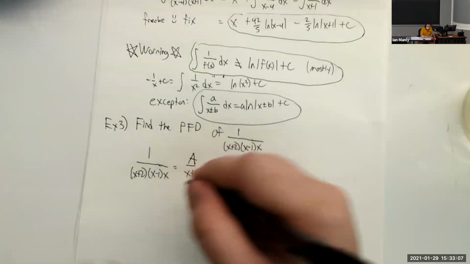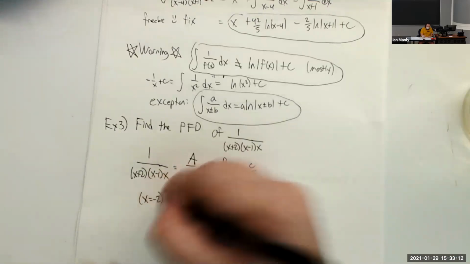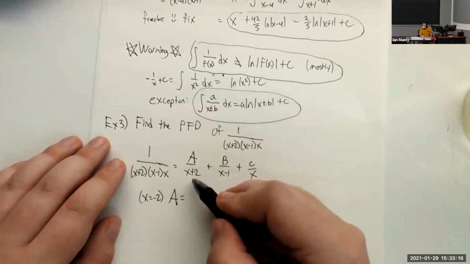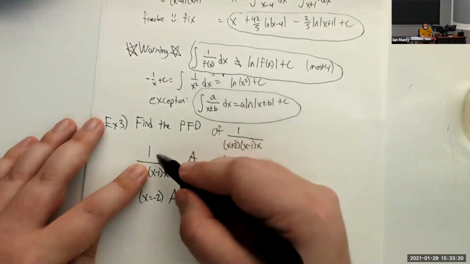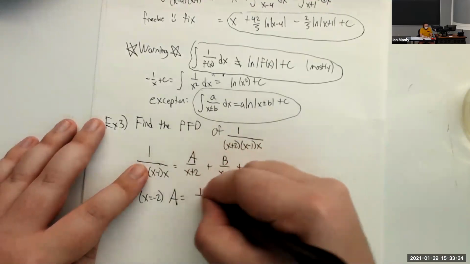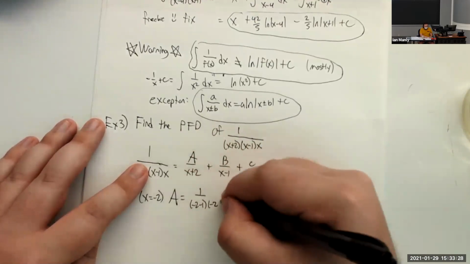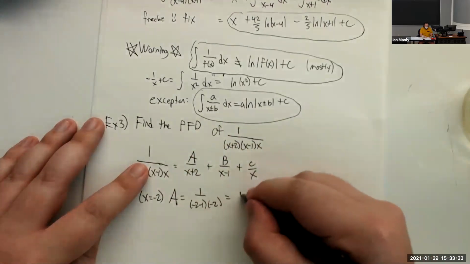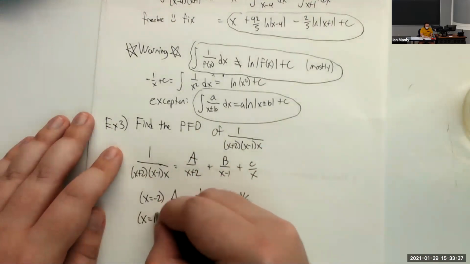So for example, let's say we want to get A. This is where we're going to have x be negative 2. So I take negative 2, which makes this denominator 0. I cover this up, and then I plug in negative 2. So I have 1 over negative 2 minus 1, and then I have negative 2 right there. So let's see, this is negative 3 times negative 2, which is 1/6. All right, let's go for x equals 1.